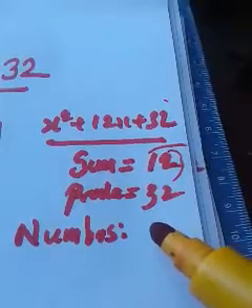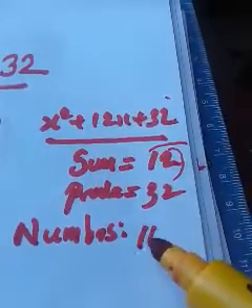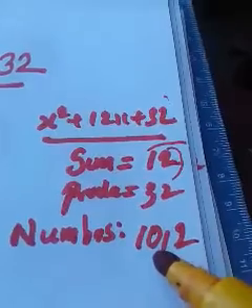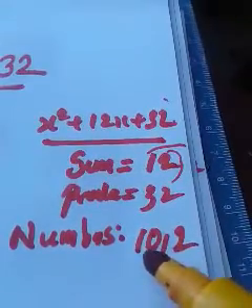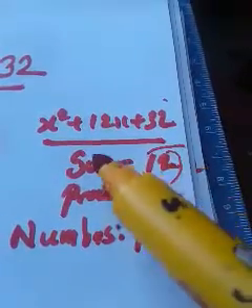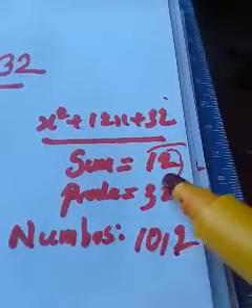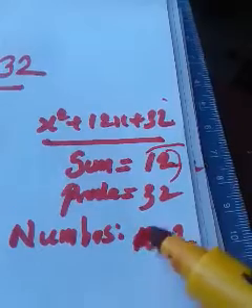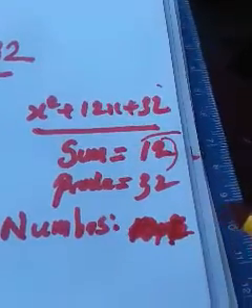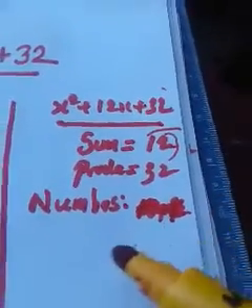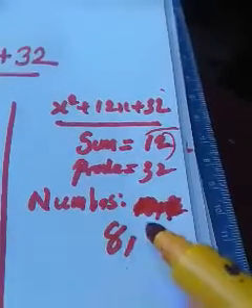Let me ask you a question: can it be 10 and 2? You just take the sum of 10 and 2, 10 plus 2, 12. We are getting the sum as 12. Take the product, 10 into 2, 20. We are not getting the product as 32. So the numbers are not 10 and 2. Think. The numbers should be 8 and 4.